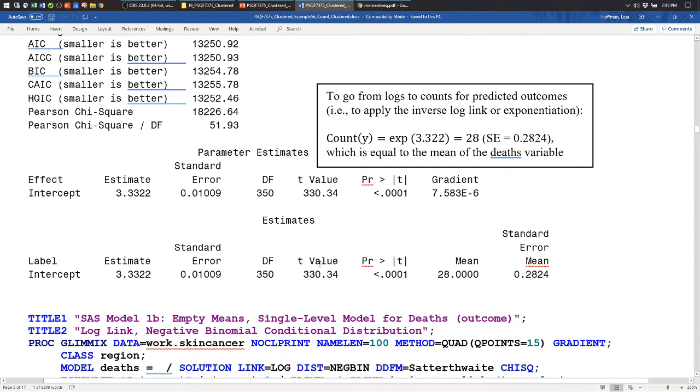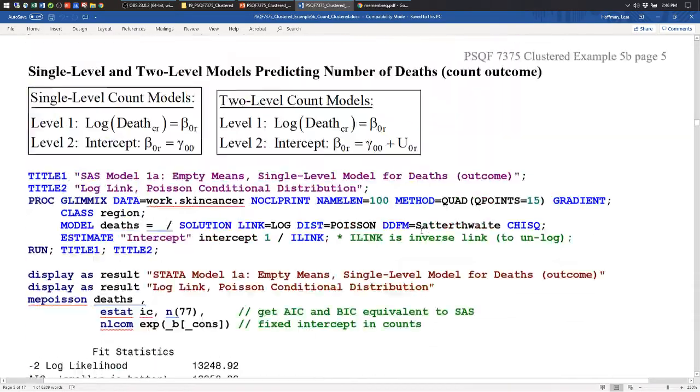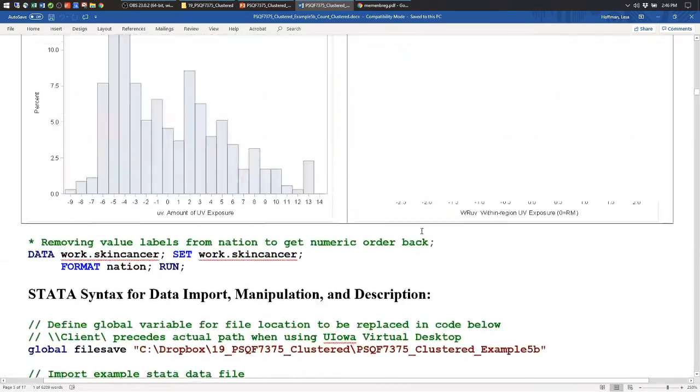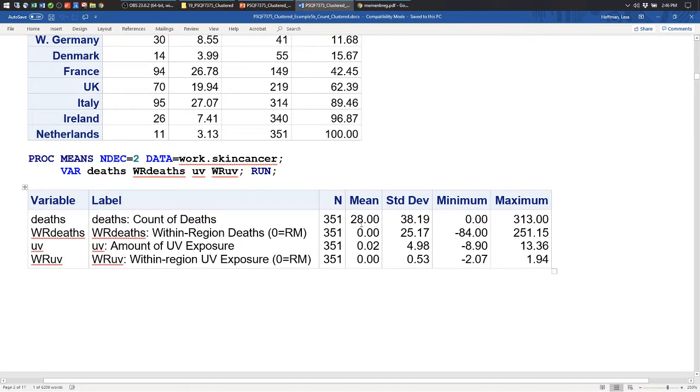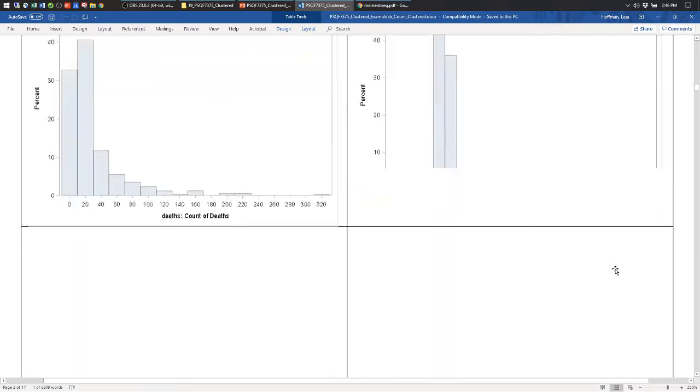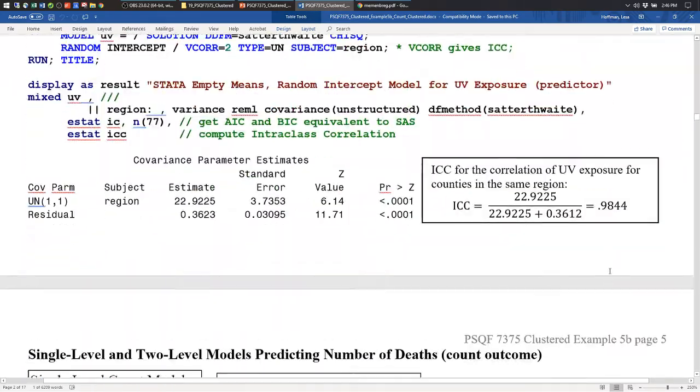So here's what ends up happening. The log of the count of the average number of deaths is 3.3. If I exponentiate that, so e to the 3.3, that's 28. As it should be, because when I ran descriptives, 28 was the mean number of deaths. So I know the model is working, because that's what it should give me.